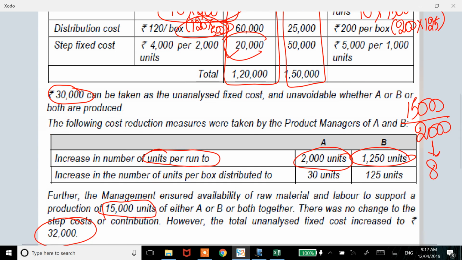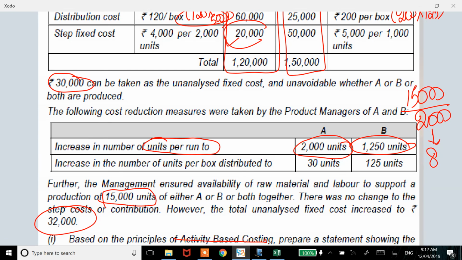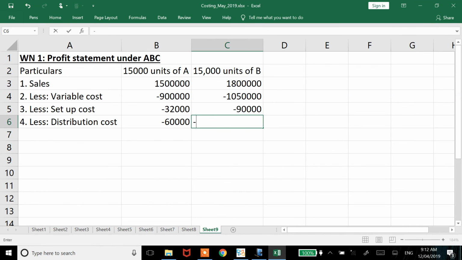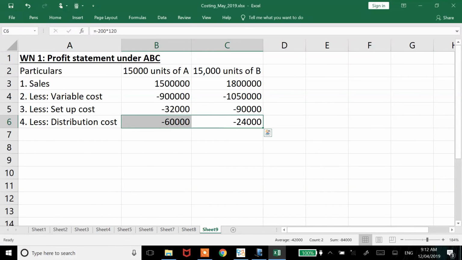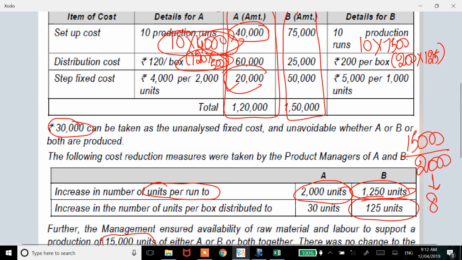How many boxes? It will not be 400. 15,000 divided by 125. How many boxes? 120. So this side is 200 into 120 boxes. In fact, these costs are coming down for the company, despite units going up. Somewhere some efficiency measures have been taken. Earlier it was 200 into 125. Now it is 200 into 120.